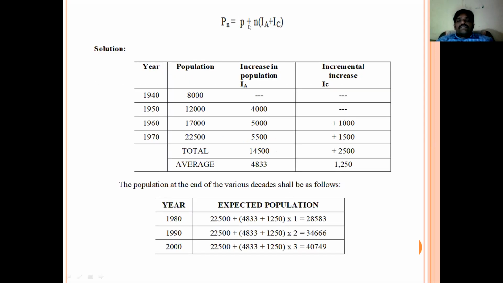The formula is P plus N into IA plus IC. P is the present population, 22,500, plus N into IA plus IC. N in the sense 1 decade, 2 decades, 3 decades. IA means 4,833, plus 1,250 into 1 decade, N being the number of decades, 1. This is the answer, and we go for the present population even for 1990. The present population is 22,500 plus N, number of decades, into IA plus IC, 4,833 plus 1,250, giving 28,583. Likewise, we'll get the population for the future decades of 1990, 2000, and so on.